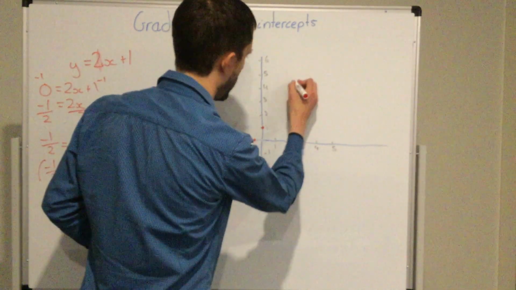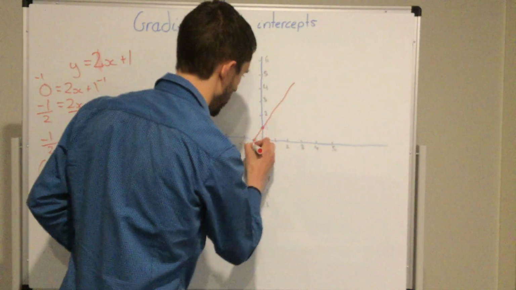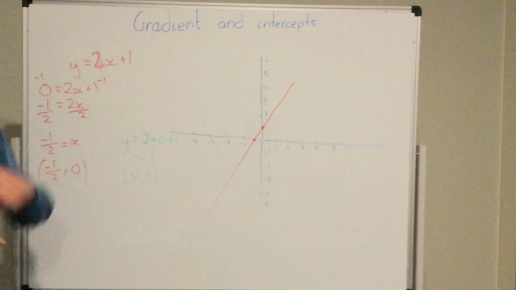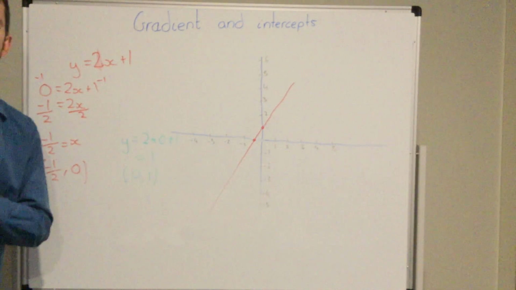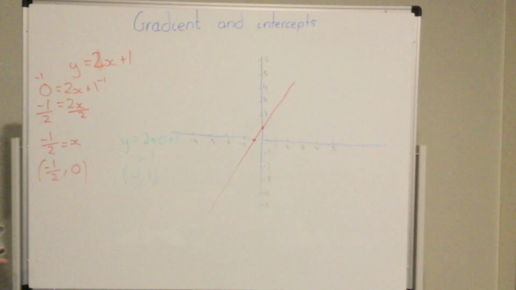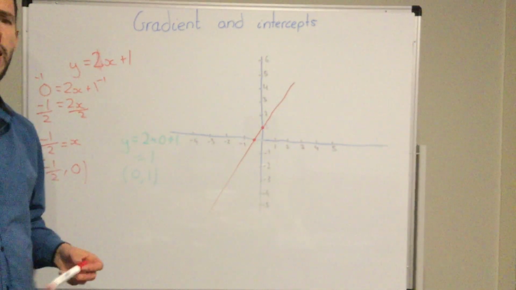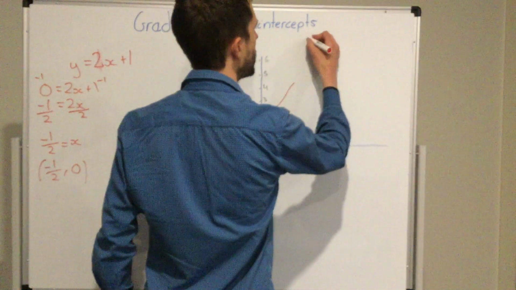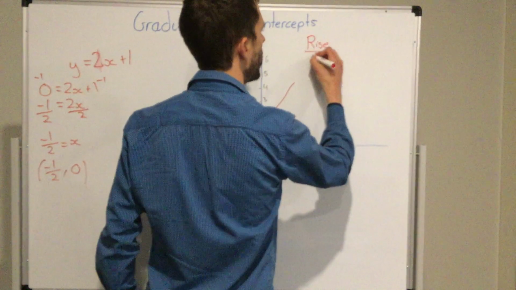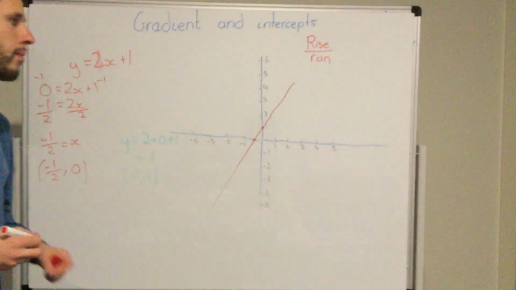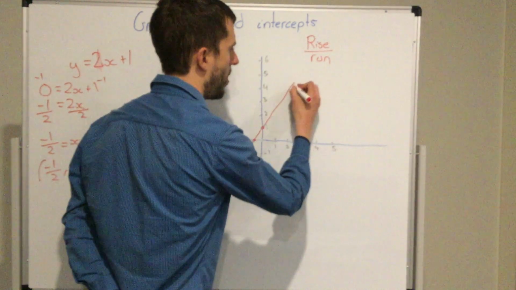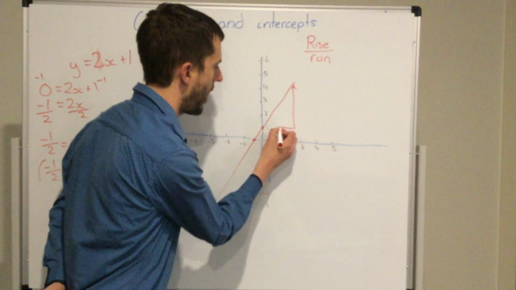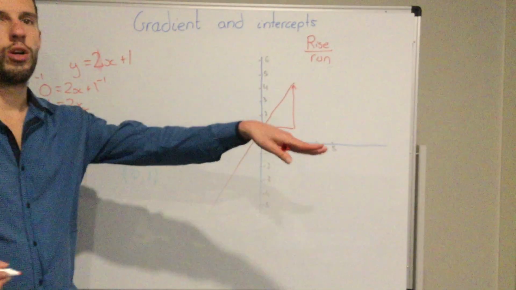So now I can draw my line by using those 2 points. Gradient. Gradient is the slope. So I want to be able to identify what the slope is of my graph. When I'm thinking about slope, I am thinking about the term rise over run. So for how much it has risen compared to how much it's come across.